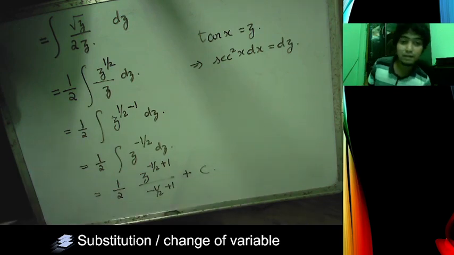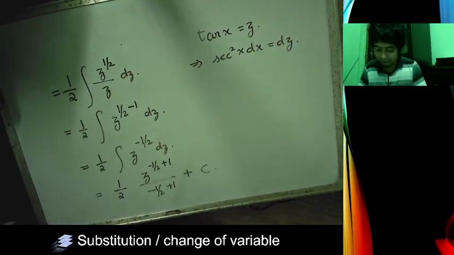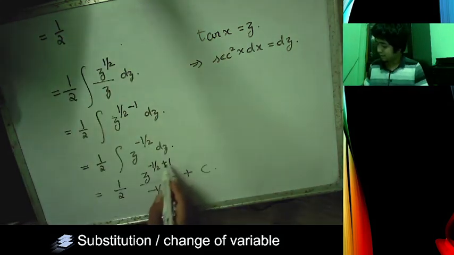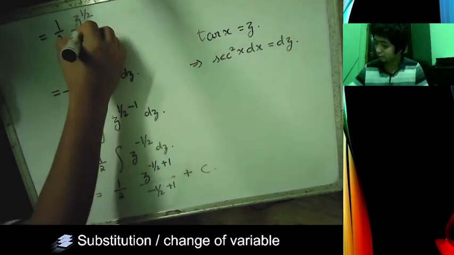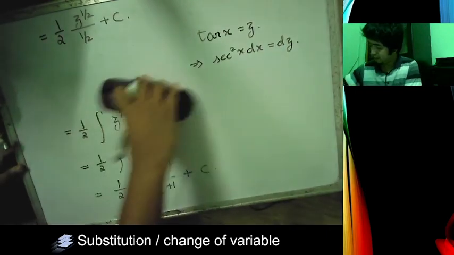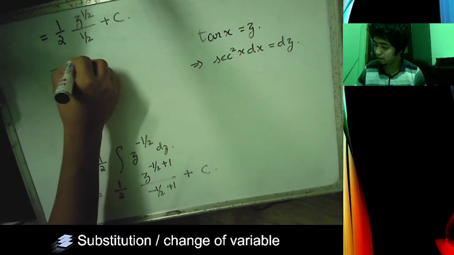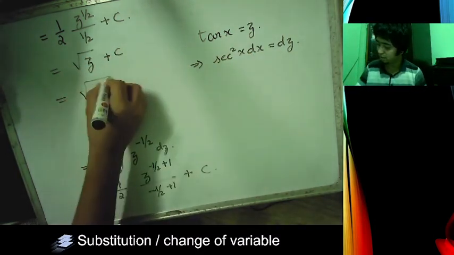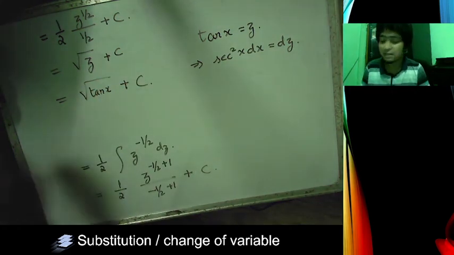Plus c. So this is a bit long, but actually if you get used to it, it won't take you too much time. So z will give you z power 1 by 2, and over here we'll be getting 1 by 2, plus c. And this one will get cancelled, so we'll be having 1. So we'll be having root z plus c, but root z will be root tan x plus c. So this is the final solution.